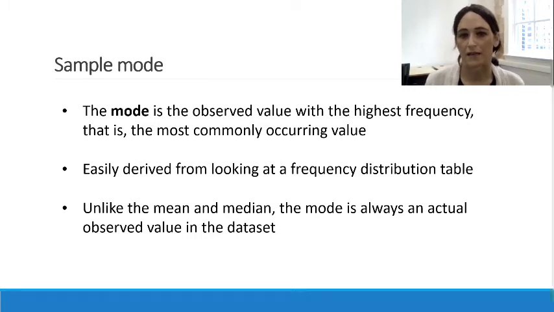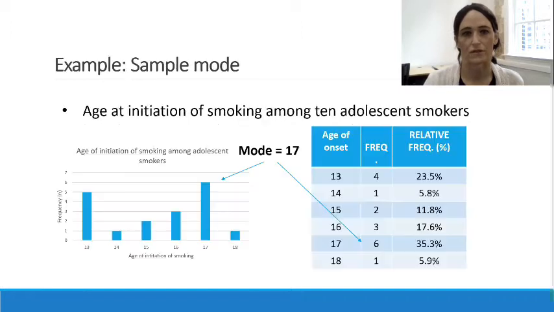And unlike the mean and the median, the mode is always going to be an actual observed value in the data set, right? So when we calculate a mean, it could actually be a decimal, maybe average. Median could be a value that falls between two values. The mode is the value that actually had the highest number of observations.